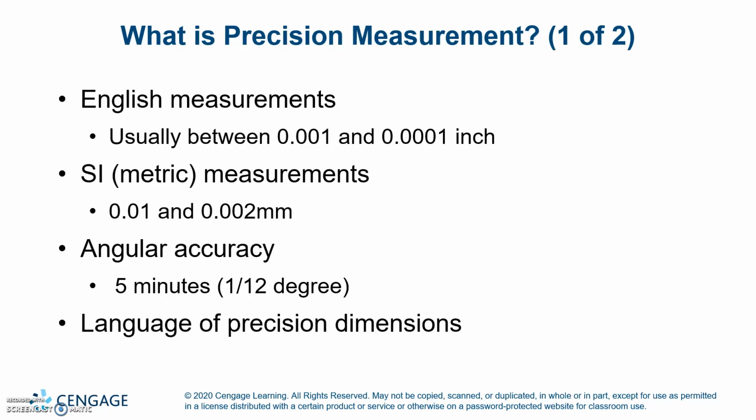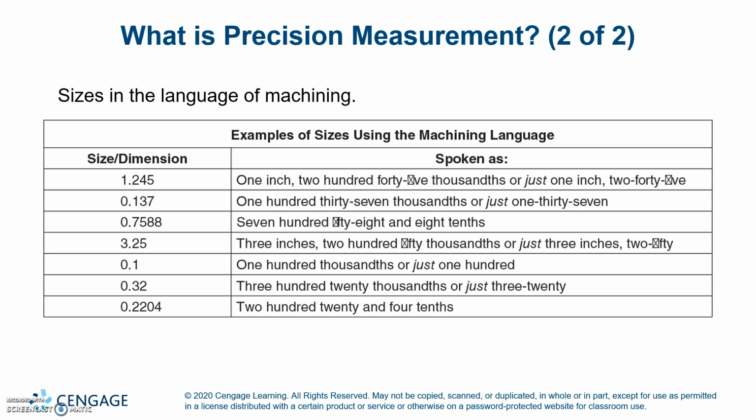What is precision measurement? English measurements are usually between 1/1000th or 1/10th of a thousandth of an inch. SI metric measurements are 0.01 and 0.002 millimeters. Angular accuracy is 5 minutes or 1/12th of a degree. And the language of precision dimensions: sizes in the language of machining.